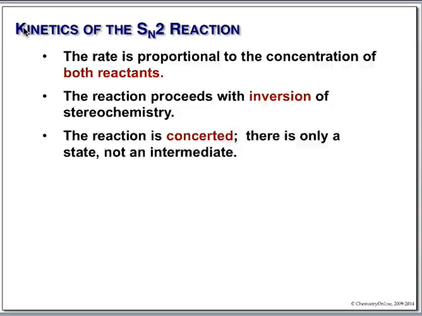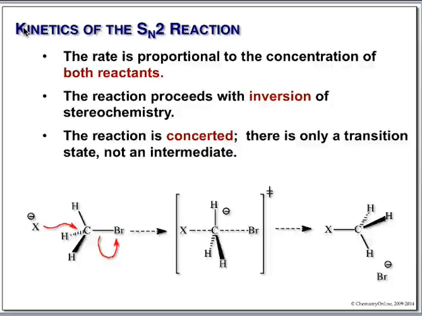All right. So for an Sn2 reaction, let's just think about the things that we need to remember. The rate of our reaction is proportional to both reactants. That means it's a bimolecular reaction. And all that means is that in our transition state, we have both the electrophile and the nucleophile. So they're both there.